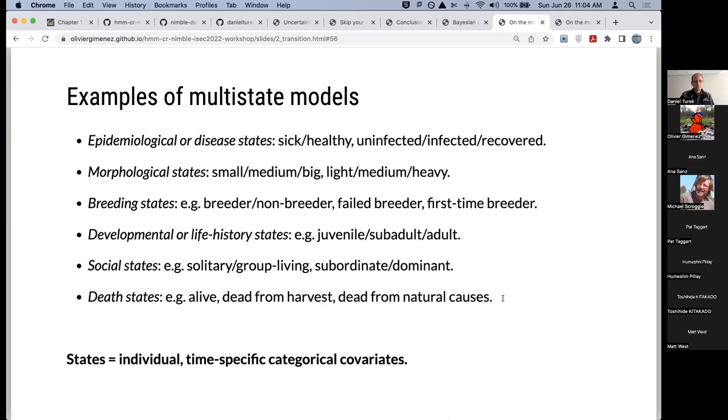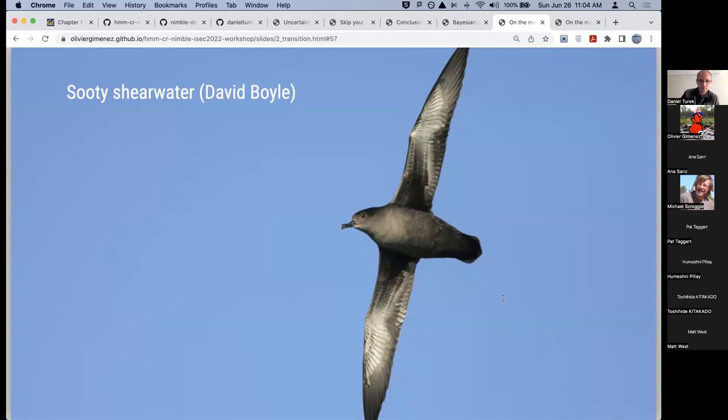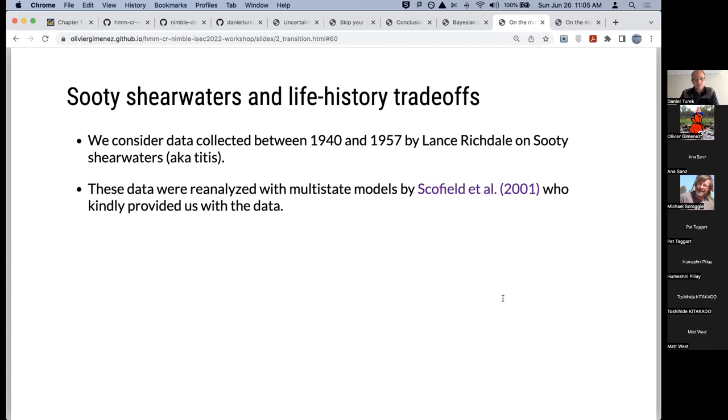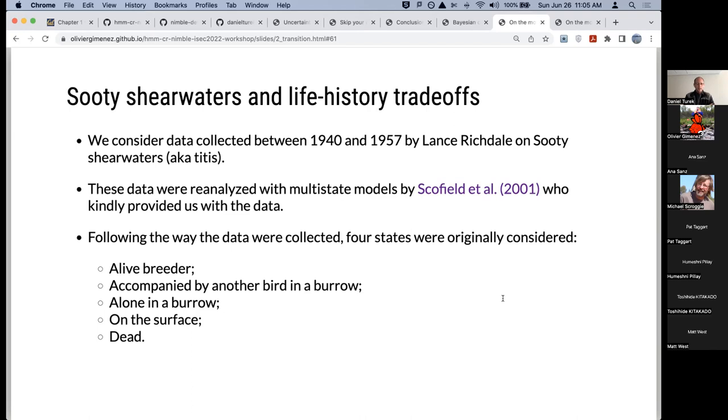So the data set we'll look at here is the sooty shearwater bird, as you see here. And there's a good data set here of these multi-state models representing the breeding status of these individuals. Specifically, the original data set has a large number of different breeding statuses, for example, active breeder, with another bird, alone, dead, or not. So there's a number of different states considered in the original data set.